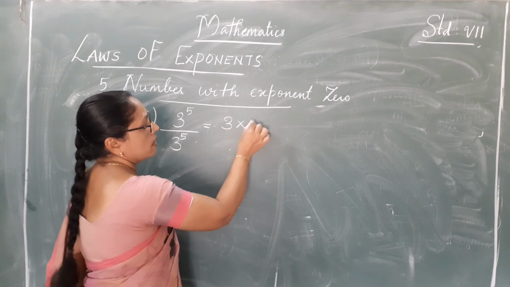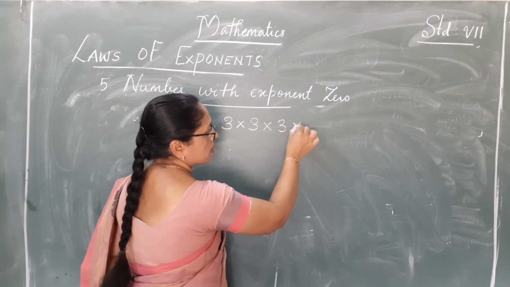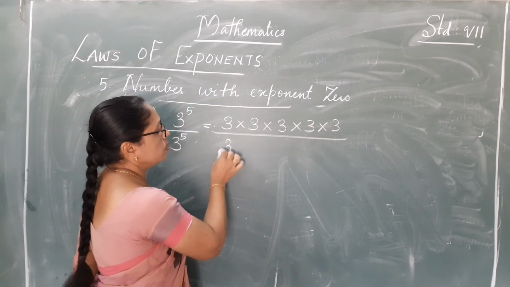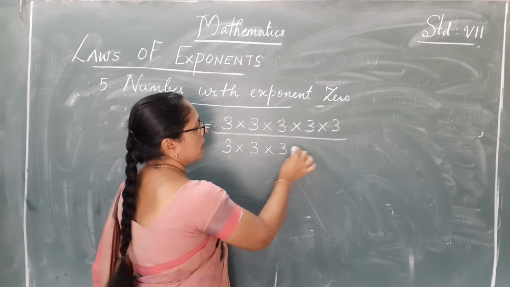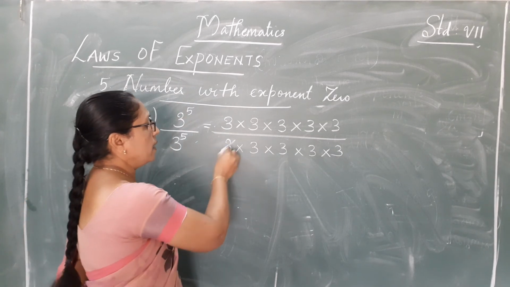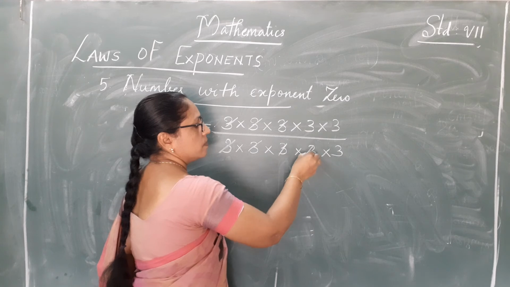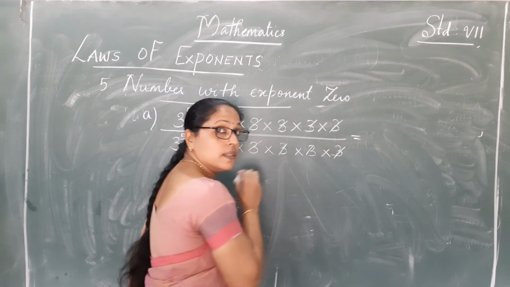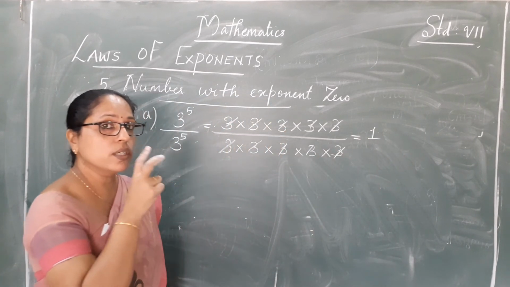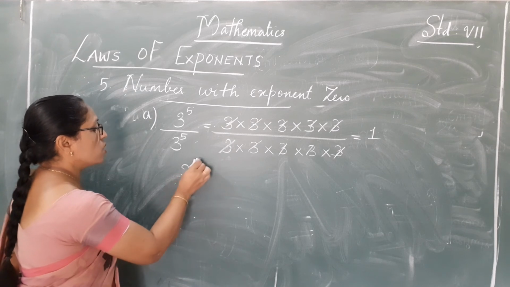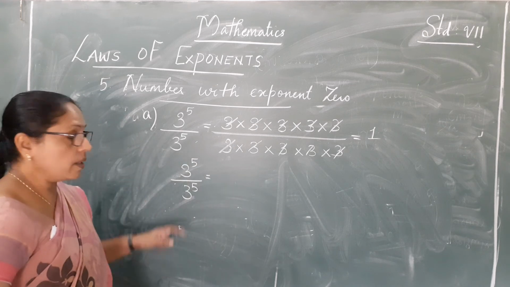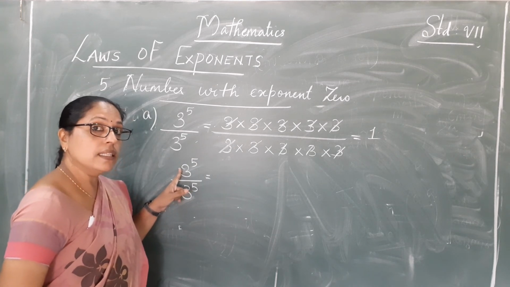3 raised to 5, which means 3 multiplying 5 times. Correct? The numerator. Same way, denominator also 3 into 3 into 3 into 3 into 3. As you know the simplification, it will be cancelling. When everything gets cancelled, what is the answer? Exactly, 1. This fact you know. So we are going to create a new law, that is 3 raised to 5 divided by 3 raised to 5. If you look carefully, this is exactly the second law.